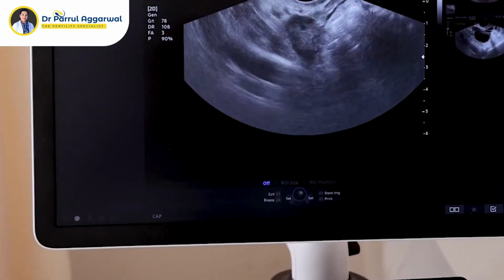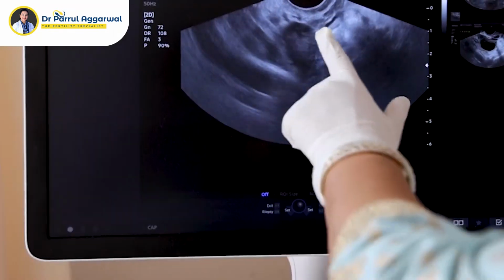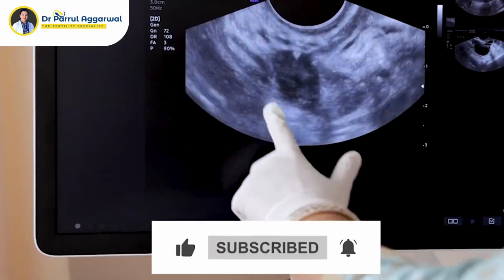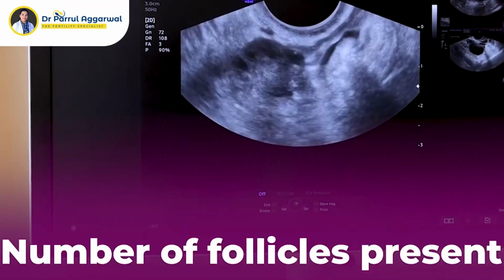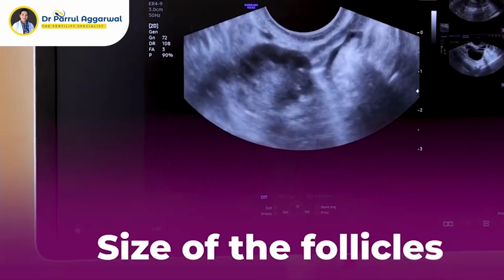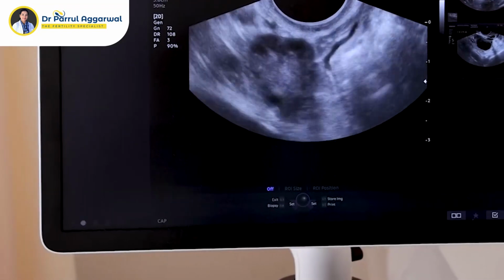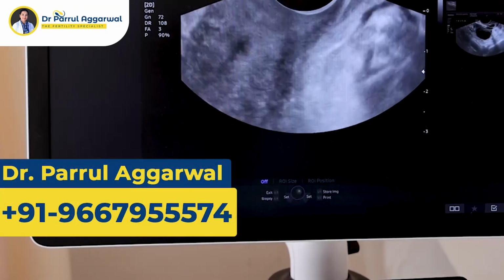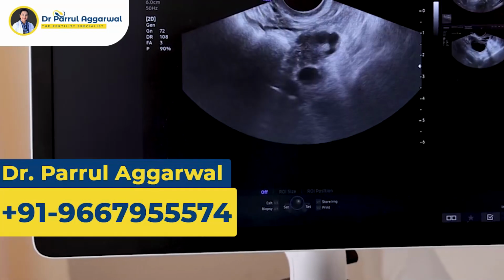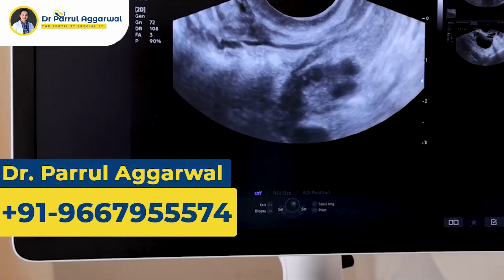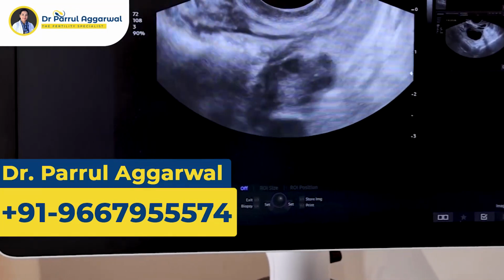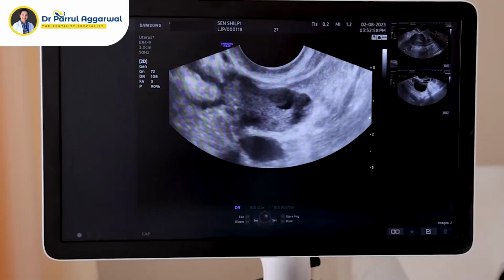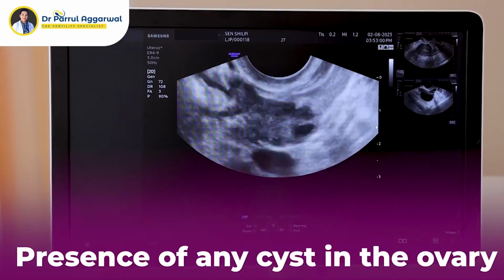So this is one of the ovaries. And we have to count the number of follicles. We have to evaluate the size of the follicles on day 2 of the bleeding and look for any pathology there. Similarly, we have to look for the other ovary. Once we locate the ovary, we again look for any pathology, the number of follicles present in the ovary, if there is any cyst, and the size of the follicles.